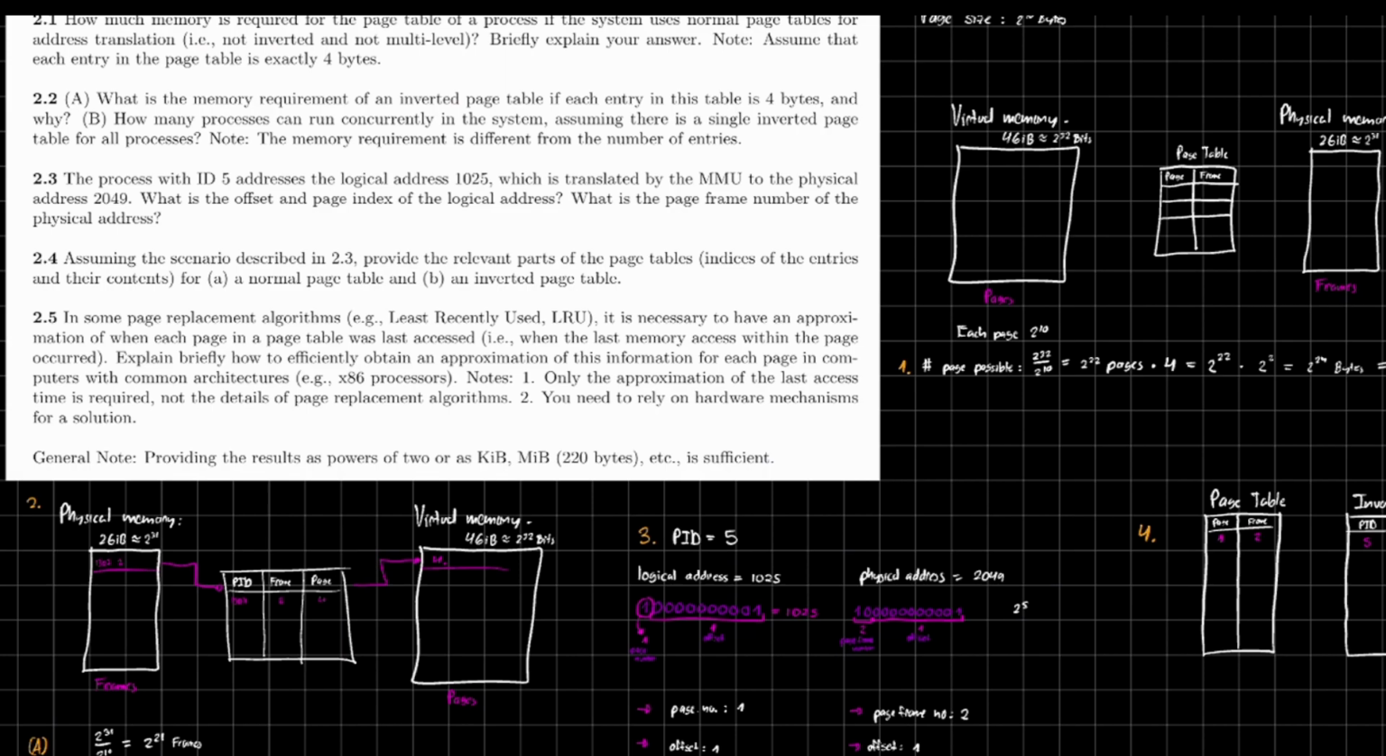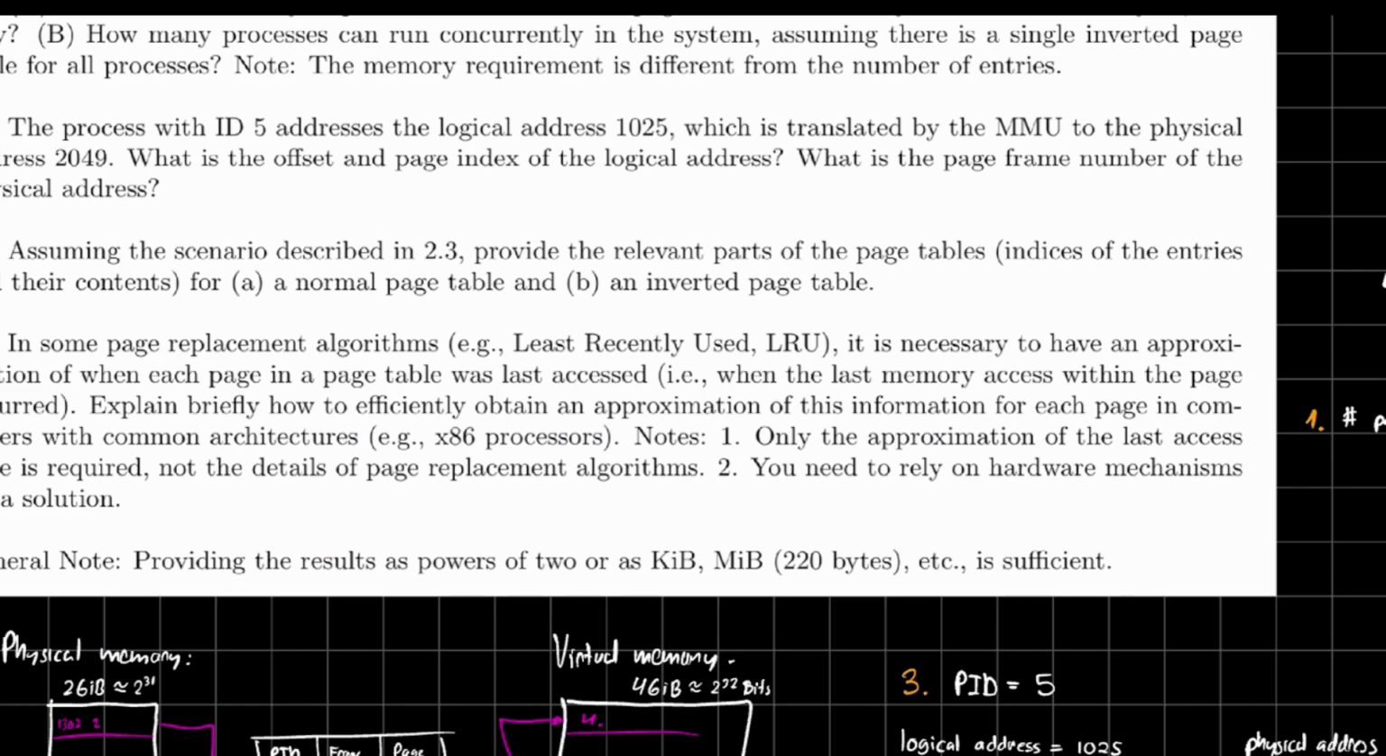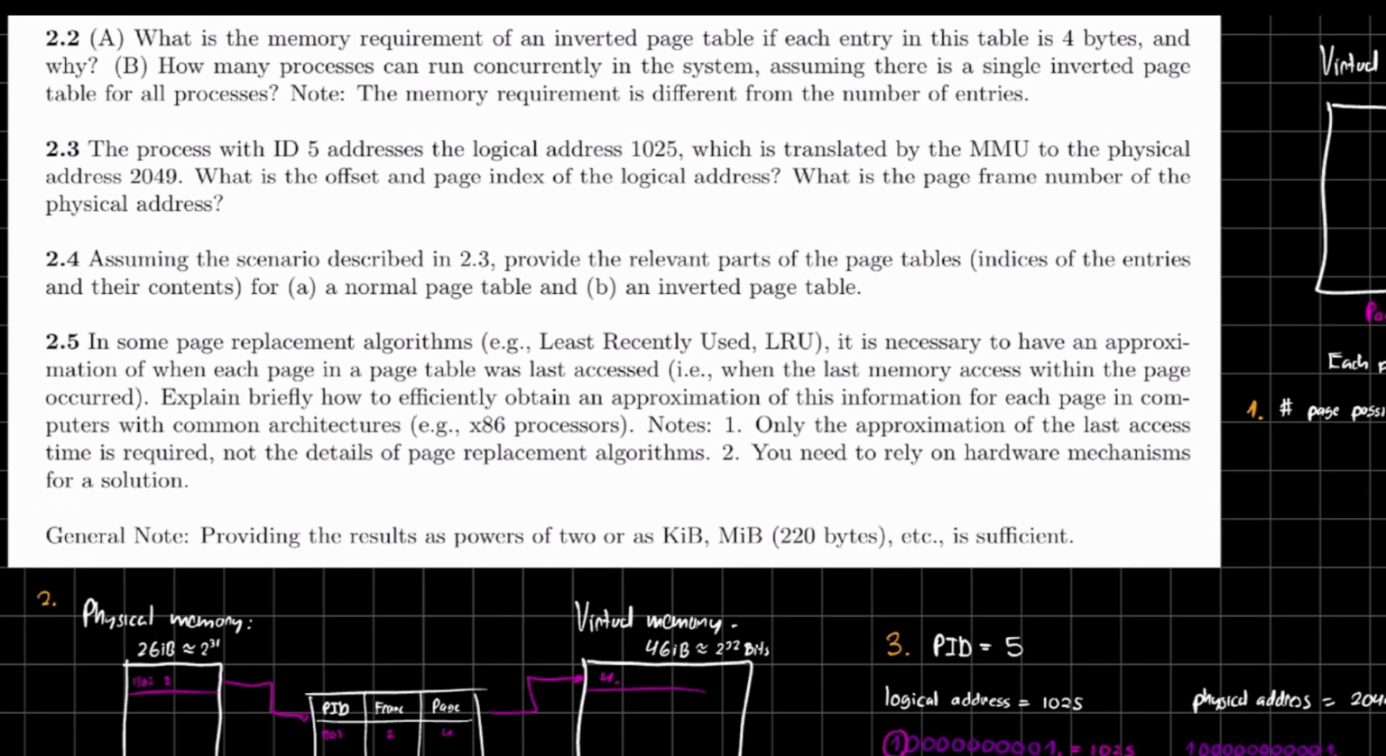Okay, so let's proceed and do the next exercise. This one is asking us: in some page replacement algorithms, for example least recently used, it is necessary to have an approximation of when each page in a page table was last accessed, when the last memory access within the range occurred. Explain briefly how to efficiently obtain an approximation of this information for each page in computers with common architectures. Note: only the approximation of the last access time is required, not the details of page replacement algorithms. You need to rely on hardware mechanisms for a solution.